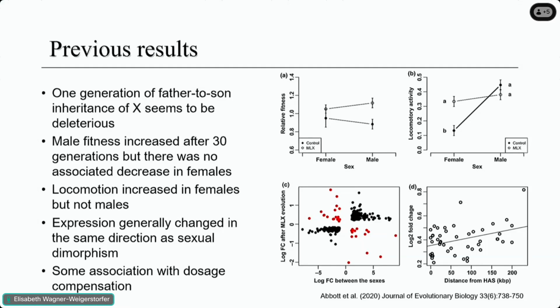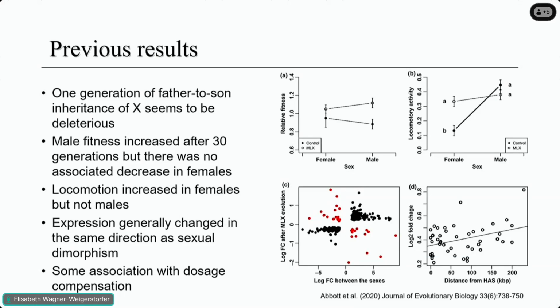So it wasn't something that I had expected a priori, but I had started getting more interested in sex chromosome evolution in general and been reading about dosage compensation. And I thought to check, okay, does this distance from the high affinity sites seem to be associated with anything? And for the upregulated genes, there was a positive association. So things that were further away from the high affinity site were upregulated more.